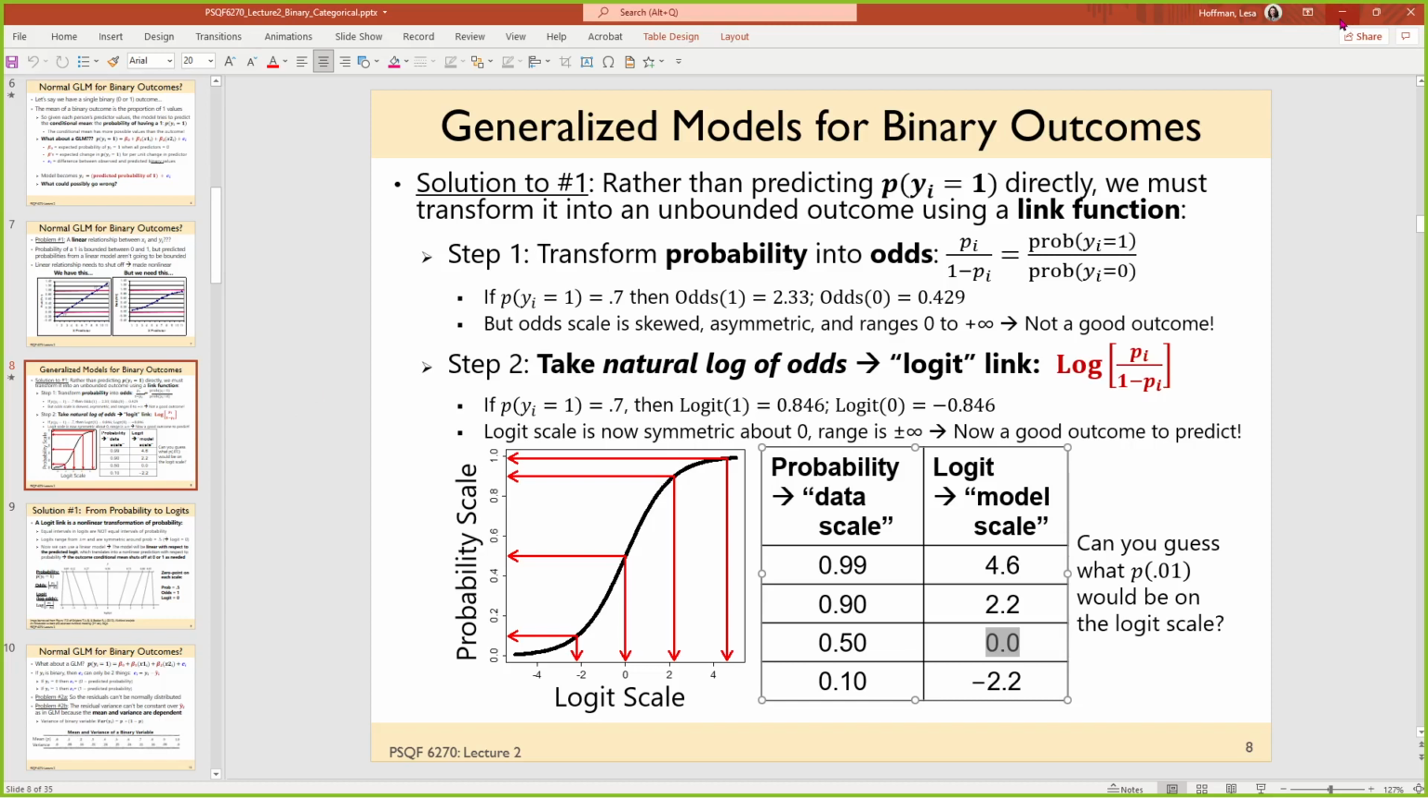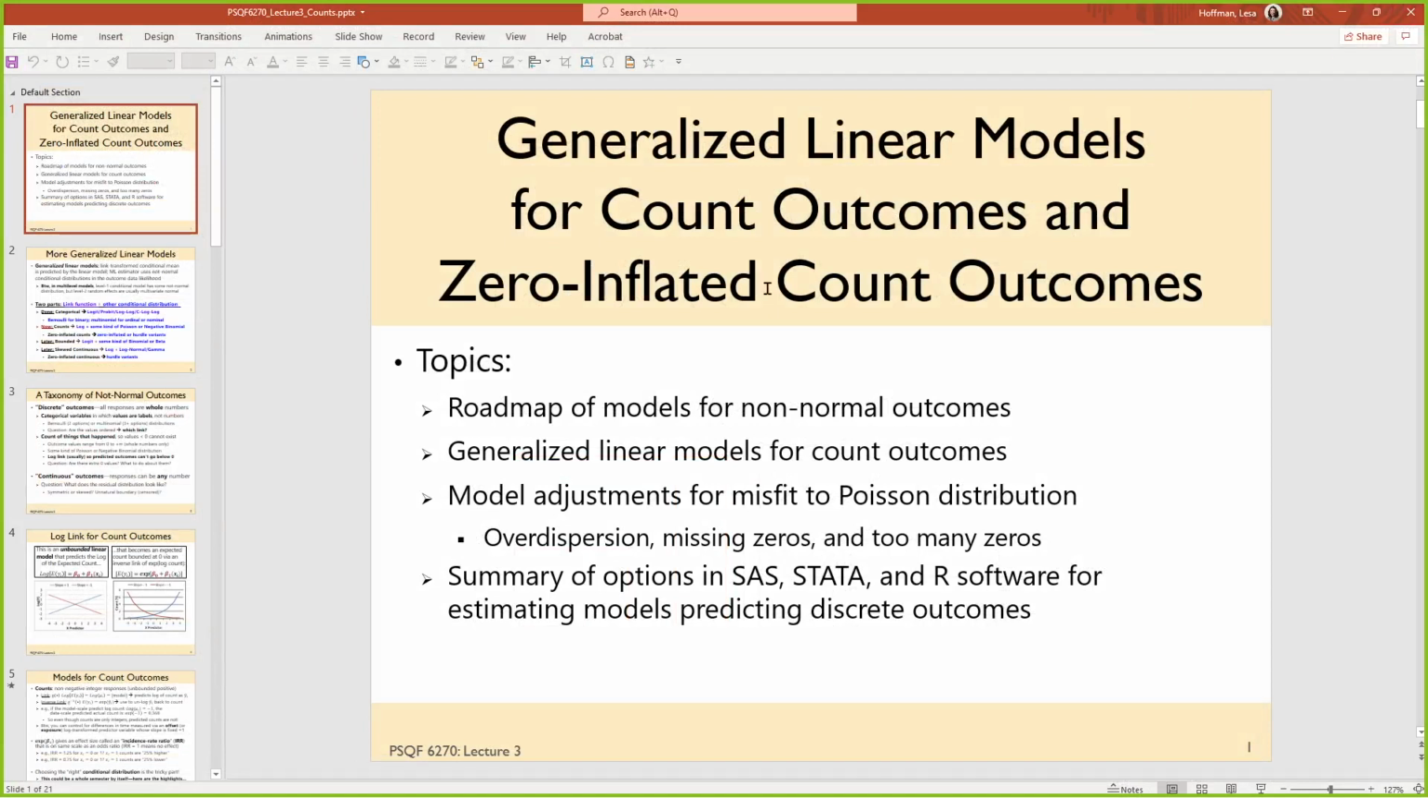Anywho, should we put this away? Or any more questions on this? No, we're good? Think we're good? All right. Head back to counts. Why not, right? We're all here.